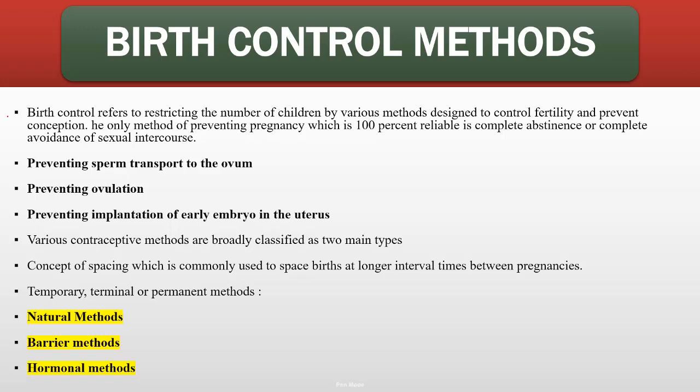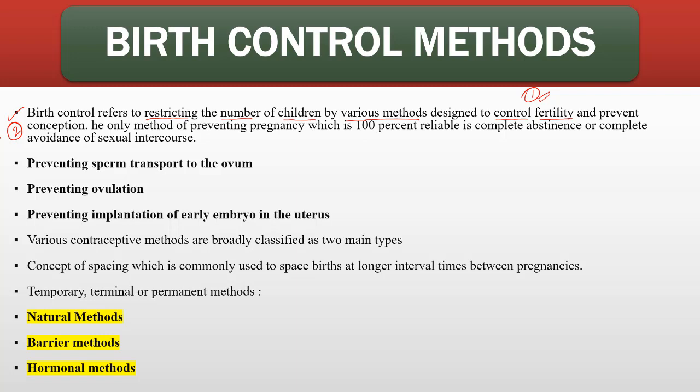Birth control basically means restricting the number of children by various methods designed to control fertility. So the very first point is that it controls fertility, and the second is that it prevents conception.